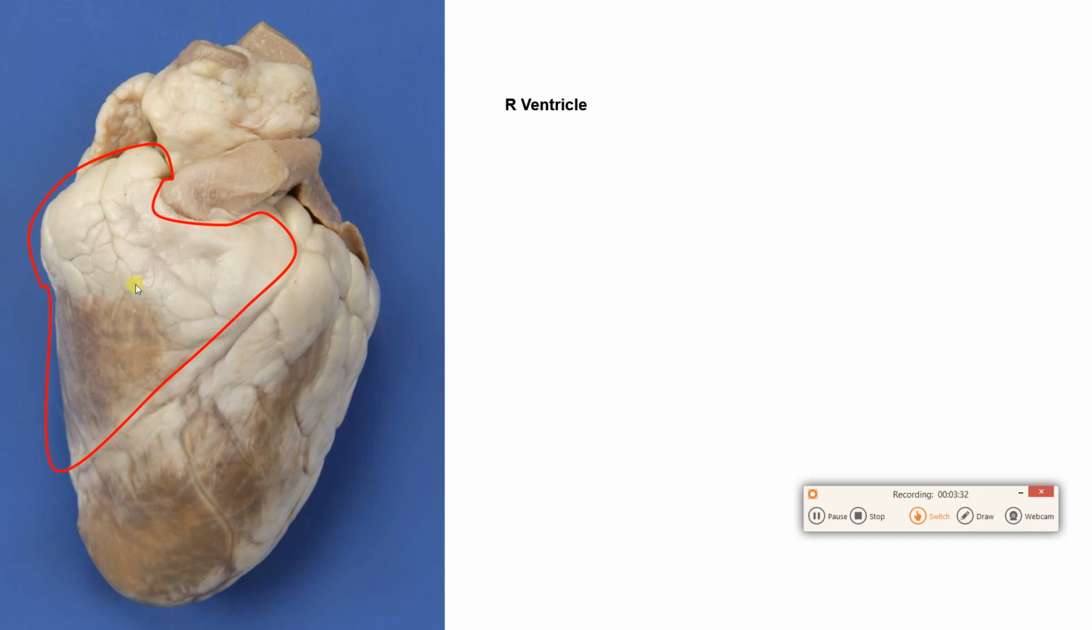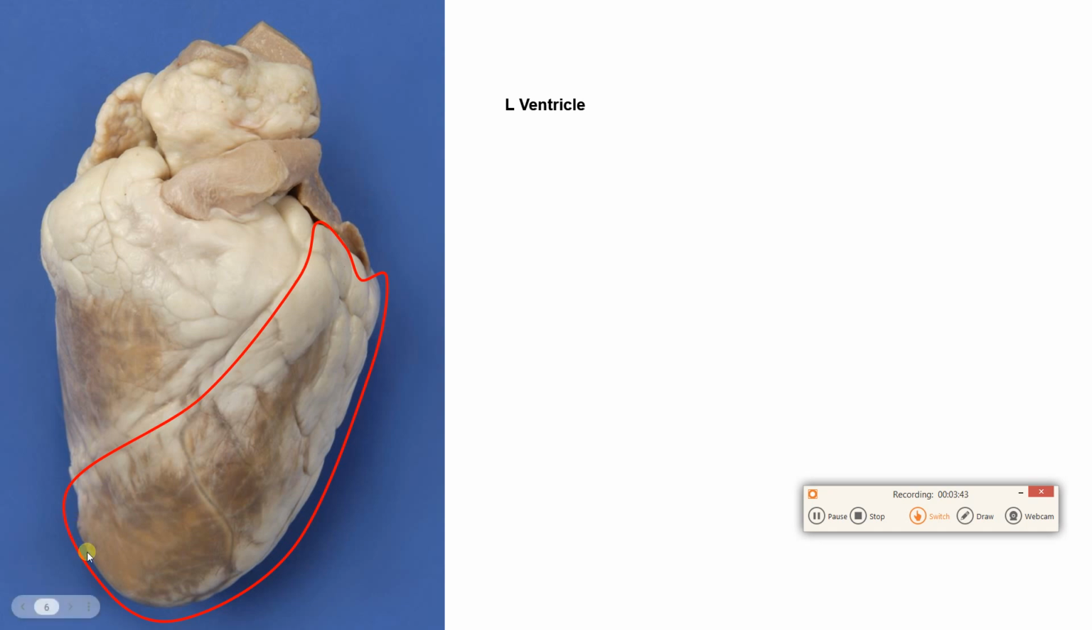So that's my right ventricle. I can also see my left ventricle. Note how we're underneath that left auricle. Note how we're to the left of that interventricular sulcus. Note how we're including the apex here. So that's my left ventricle. Again, note how high the ventricles go.